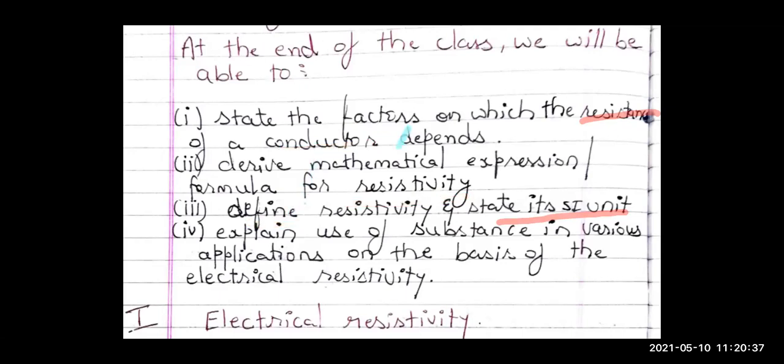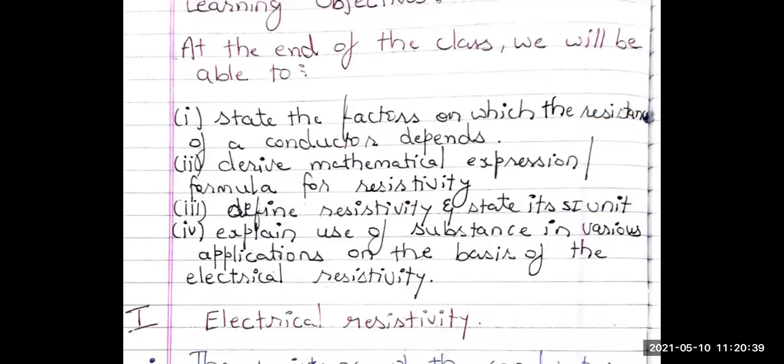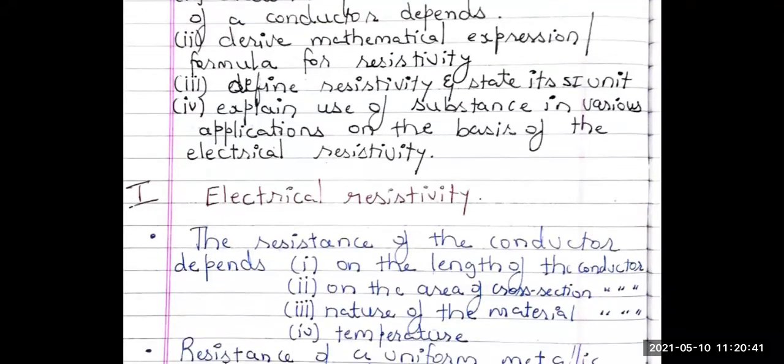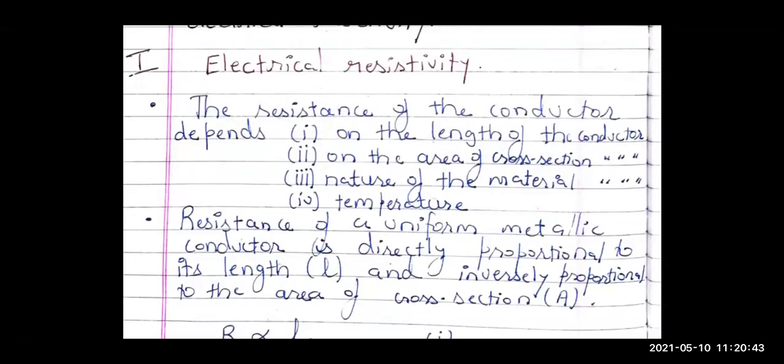So let's start with the first, and that is, let's see the factors on which the value of resistance of a conductor depends. Now, children, we know resistance is what? It is the opposition to the flow of charge in the conductor. This opposition is due to the collision of the charge, right? We know inside any metal, there are a number of free electrons.